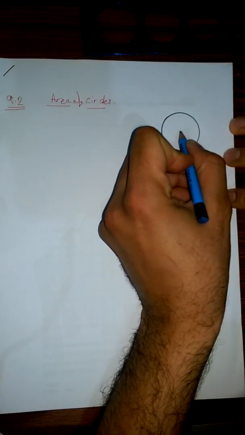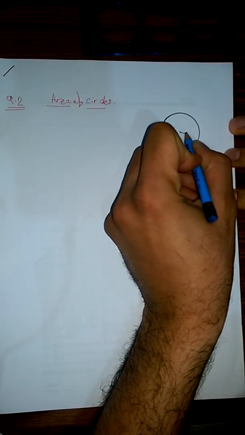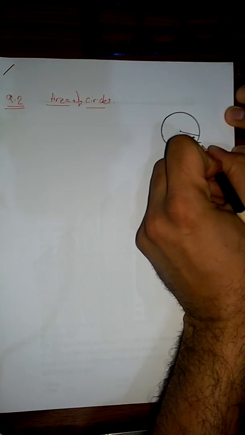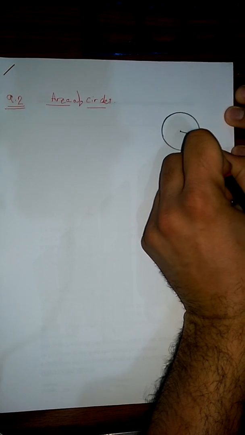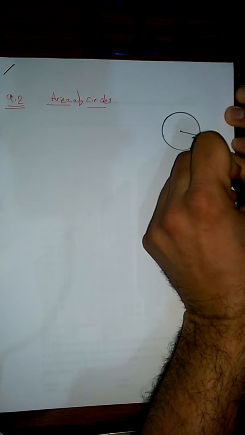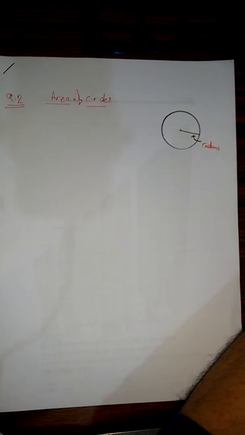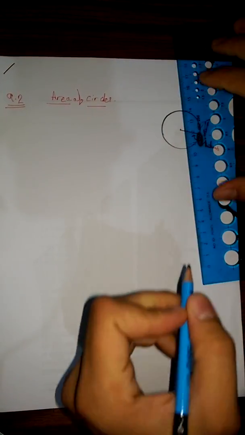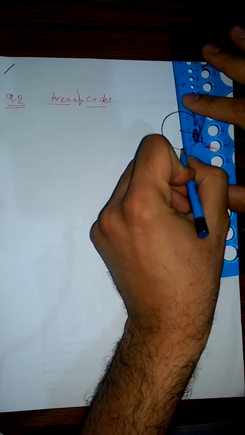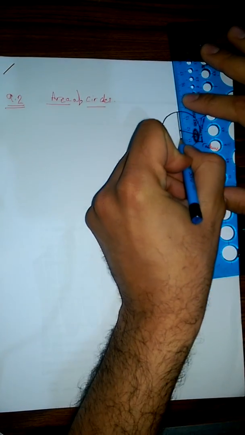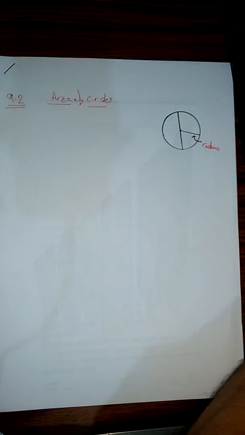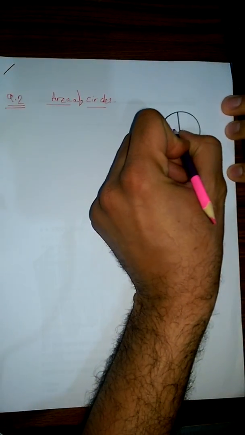When we have the center of the circle connected to any endpoint on the circle, we call this a radius. And if we connect two endpoints together passing through the center, we're going to name it a diameter.